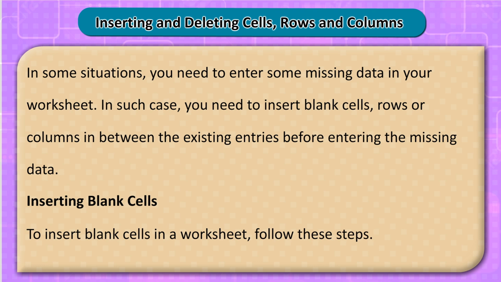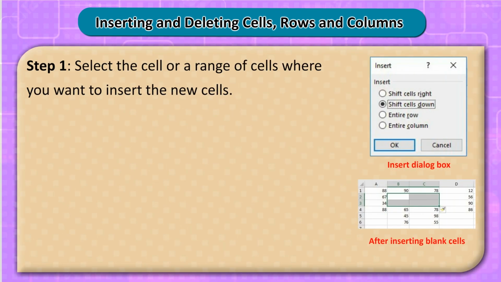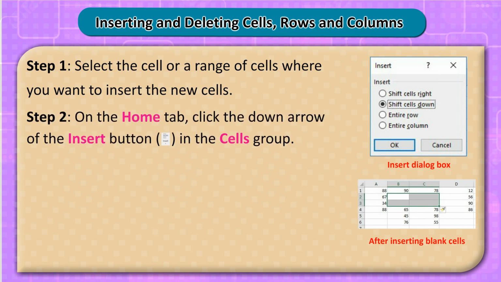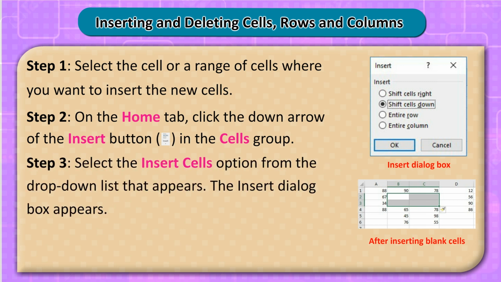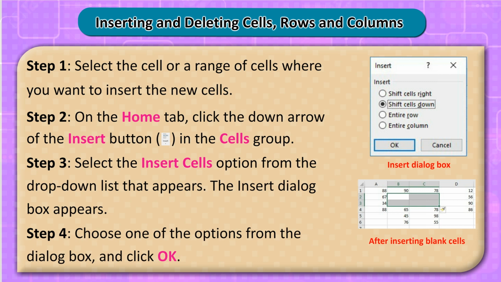To insert blank cells in a worksheet, follow these steps. Step 1. Select the cell or a range of cells where you want to insert the new cells. Step 2. On the Home tab, click the down arrow of the Insert button in the Cells group. Step 3. Select the Insert Cells option from the drop-down list that appears. The Insert dialog box appears. Step 4. Choose one of the options from the dialog box, and click OK.